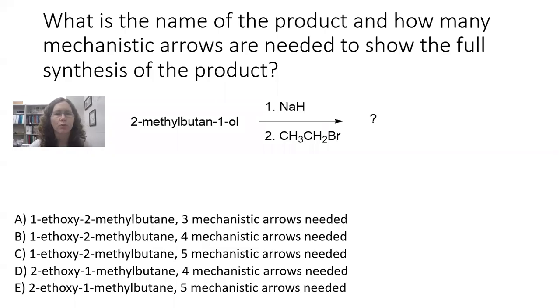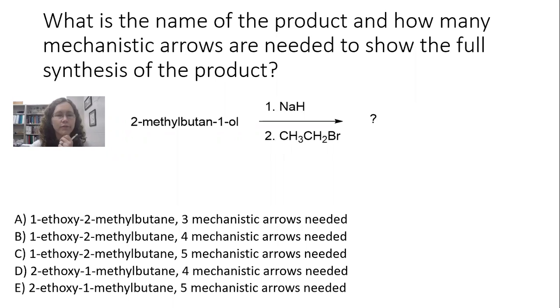This question asks, what is the name of the product and how many mechanistic arrows are needed to show the full synthesis of the product? So this is a multi-component question. You not only need to know mechanism, but you also have to do naming. And we also have to recognize what type of reaction we have occurring.